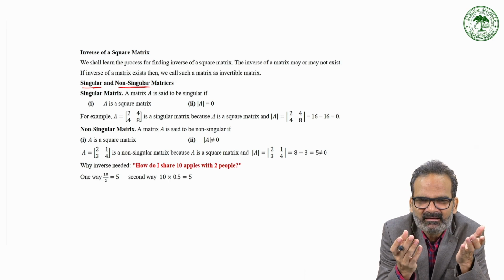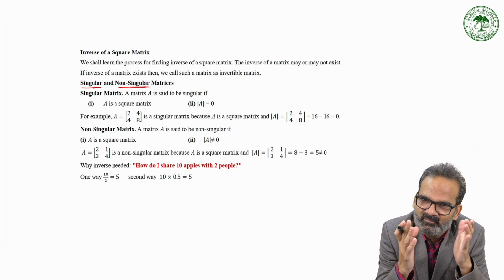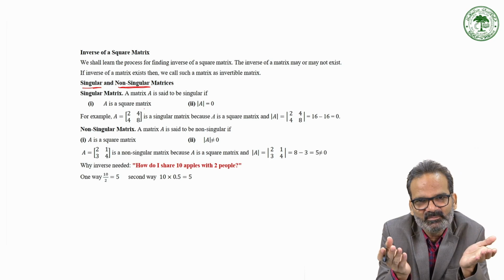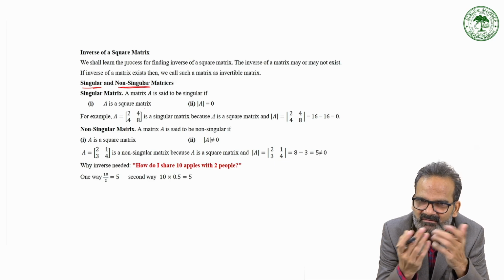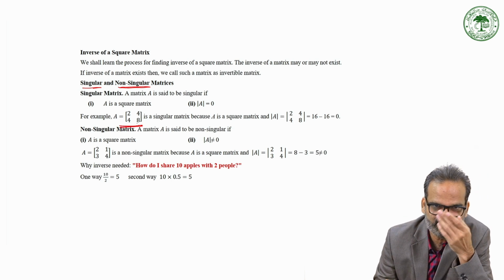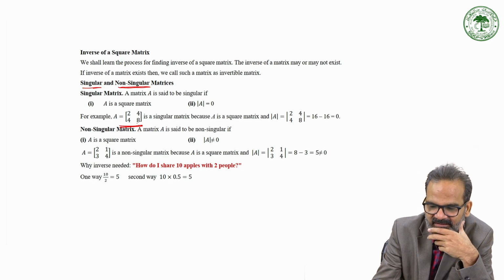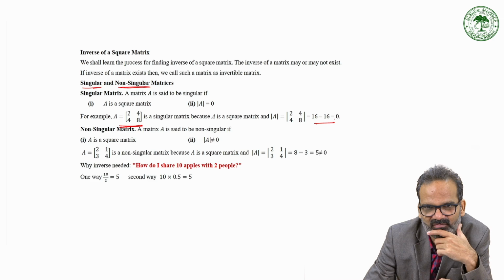So what does it mean? If we want to know whether any matrix is singular, it must be square, and second, find its determinant. If its determinant is equal to 0, then the matrix is said to be singular. It's a very simple process. For example, take the matrix A equals 2, 4 as the first row and 4, 8 as the second row. Its determinant comes out to be 16 minus 16, that is 0. Therefore, the matrix A is singular, right?